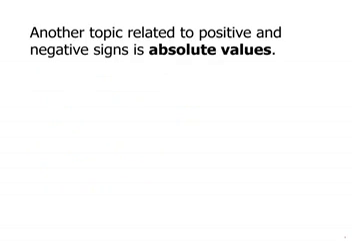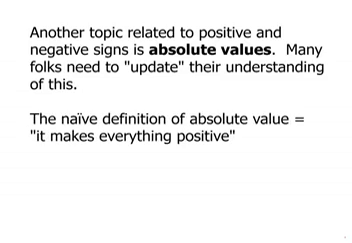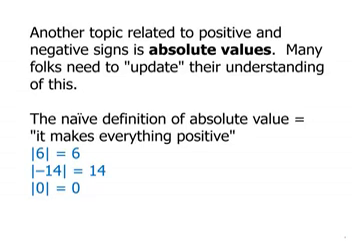Another topic related to positive and negative signs is absolute value. Many folks need to update their understanding of this. The naive, kind of middle school definition of absolute value is that it makes everything positive. And this is a little problematic because, yes, it keeps a positive number positive and makes a negative number positive, but it's also true that the absolute value of 0 is 0. See, 0 is neither positive nor negative, so it doesn't make 0 positive, it leaves it as 0. And so that's actually an important distinction there.